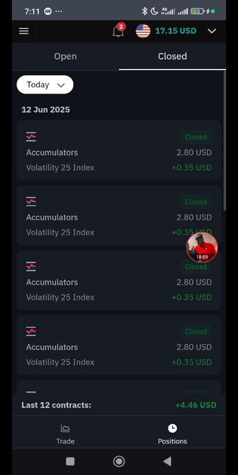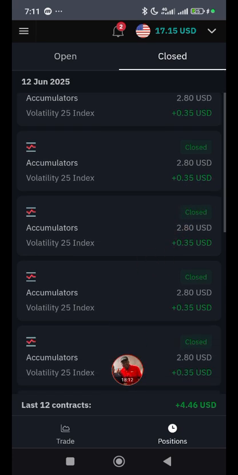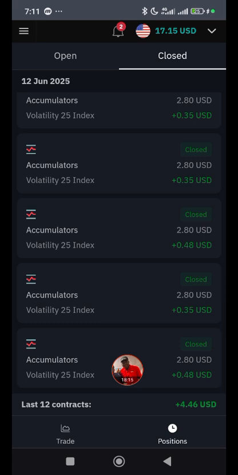Look at it. This is the real, actual result for today. I've done 12 trades. So I have made $4.46 using $2.8, over 100%. I'm okay with it. $5 is roughly almost 8,000 naira. They are small as they look, but it is something.